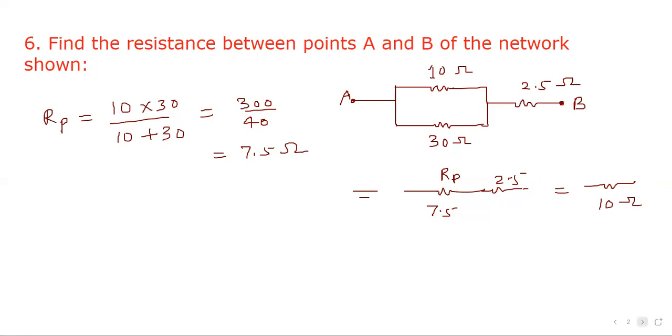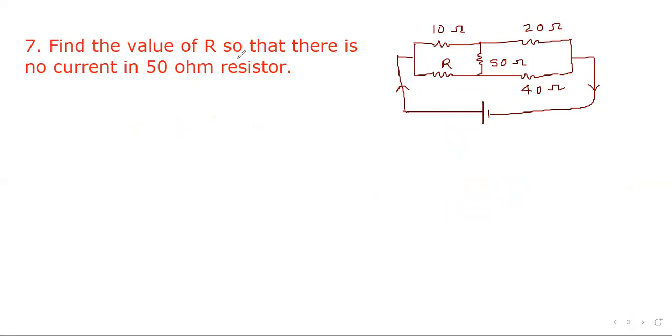Now, next question: find the value of R so that there is no current in the 50 ohm resistor. If it is a balanced Wheatstone bridge, in that case no current will flow through this resistor. So we can say that 10 by R must be equal to 20 by 40, which will give R equal to 20 ohm. Now, let's go to the next question.